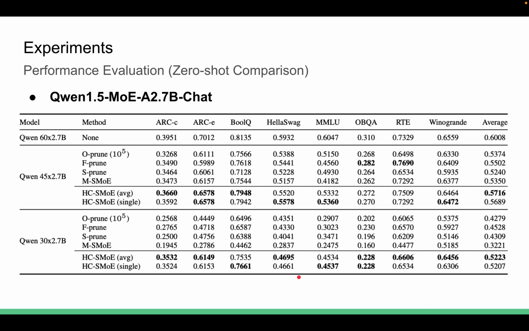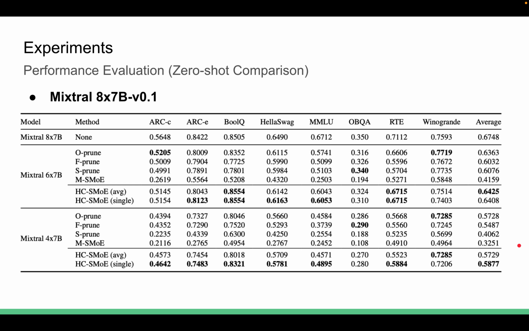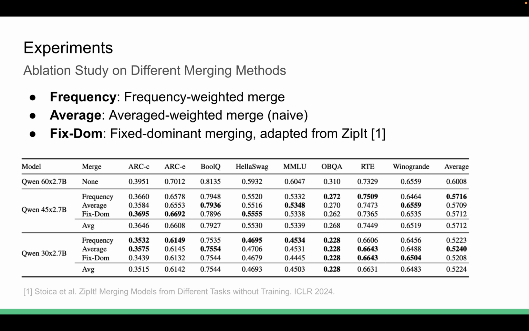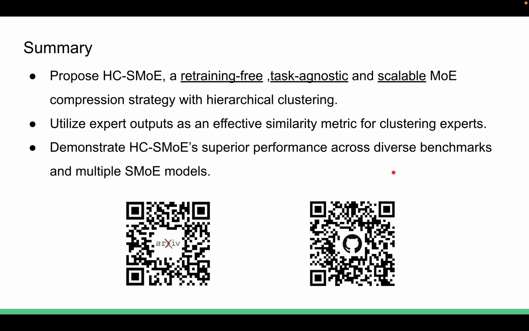For the evaluation on zero-shot comparison among 4 baselines and 8 benchmarks, HC-SMoE achieves the best score among all settings for both Qwen MoE and Mixtral. In the ablation study, we showed that once a high-quality cluster is identified, the specific merging method becomes only modestly influential on the final performance. To sum up, we propose HC-SMoE, a retraining-free, task-agnostic, and scalable MoE compression strategy with hierarchical clustering.